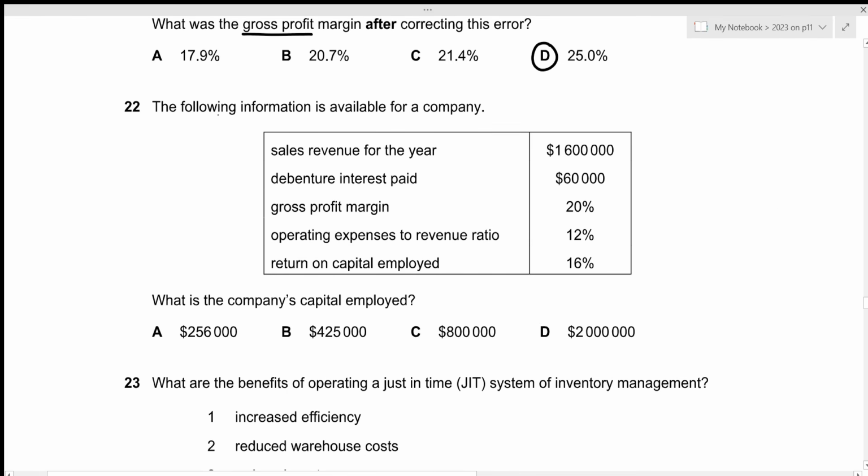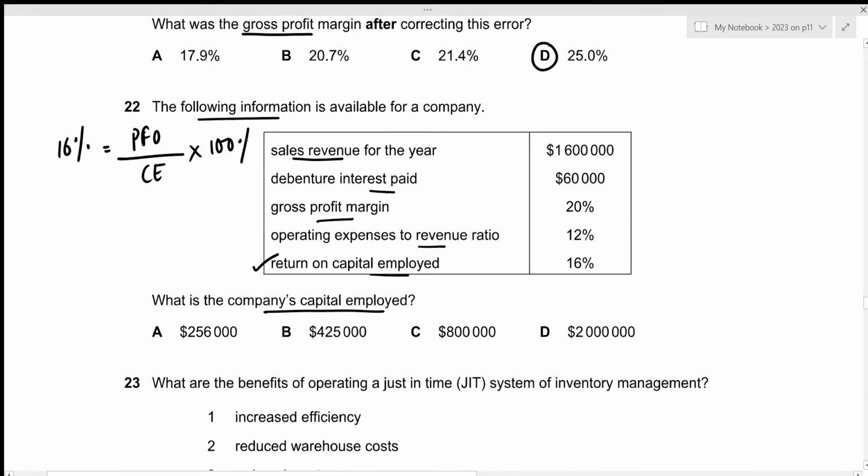Now for the 22nd question, the following information is available for a company. We have the sales revenue for the year, debenture interest paid, gross profit margin, operating expenses to revenue ratio, and the return on capital employed. Okay, we need to figure out the company's capital employed. So we have to work with our return on capital employed. That's 16%. And the return on capital employed is just the profit from operations divided by our capital employed multiplied by 100%. In this case, we're trying to figure out the capital employed. So we first need to calculate our profit from operations.